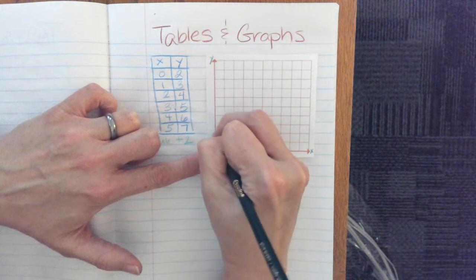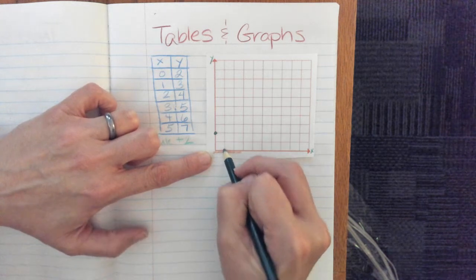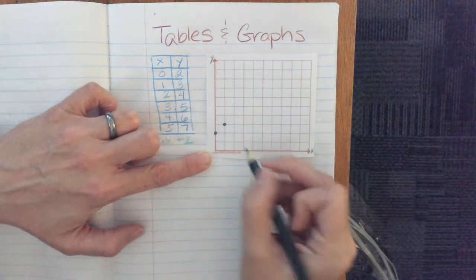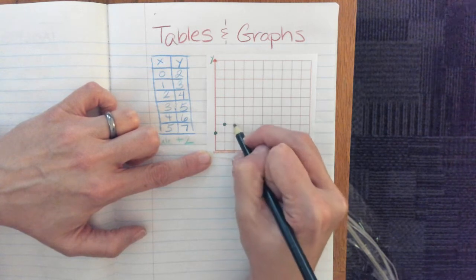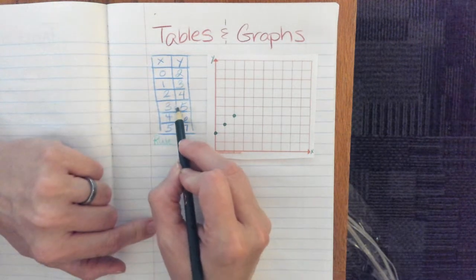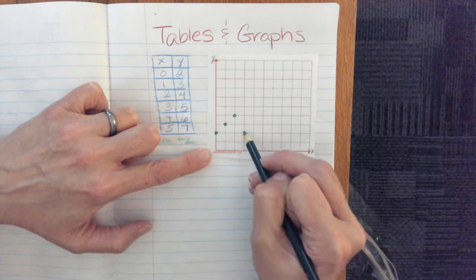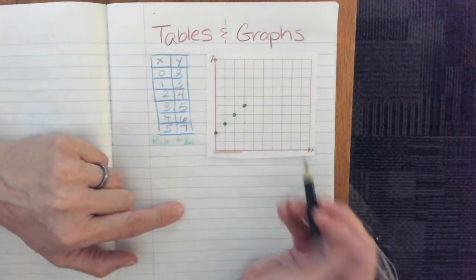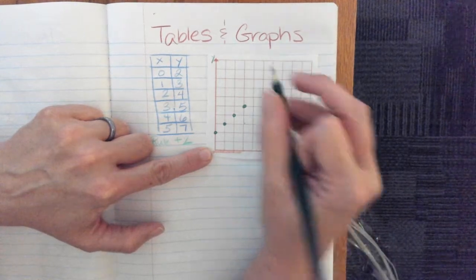So my dot goes right here. Then 1, 3. So 1, then 1, 2, 3 up. And then 2, 4. So 1, 2 over, 1, 2, 3, 4 up. The next one is 3, 5. So I go over 3, 1, 2, 3, and up 5. 1, 2, 3, 4, 5. Okay, 4, 6. 1, 2, 3, 4. 1, 2, 3, 4, 5, 6.